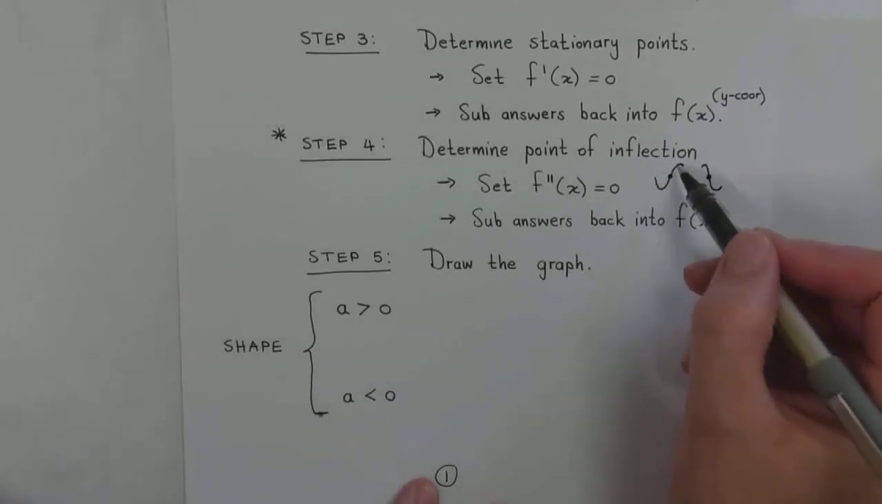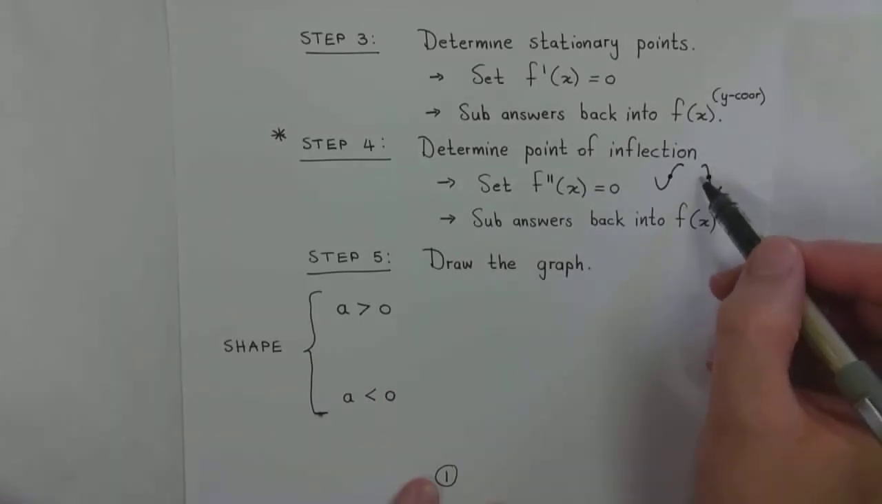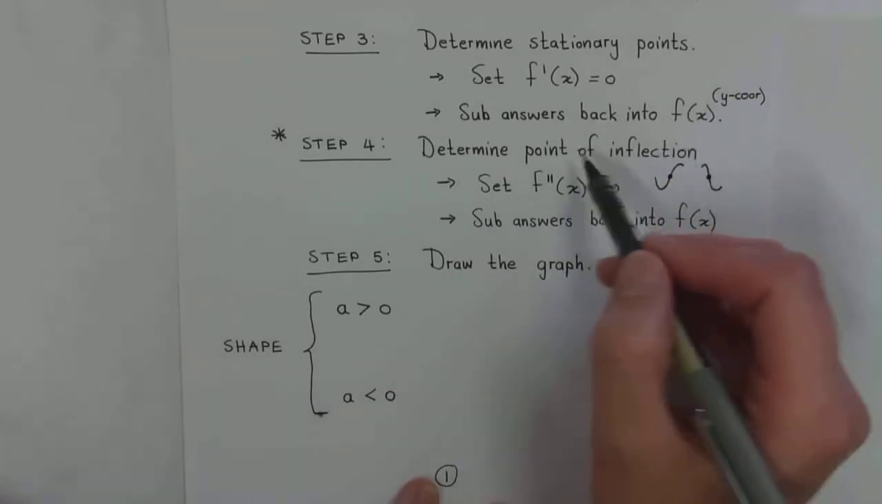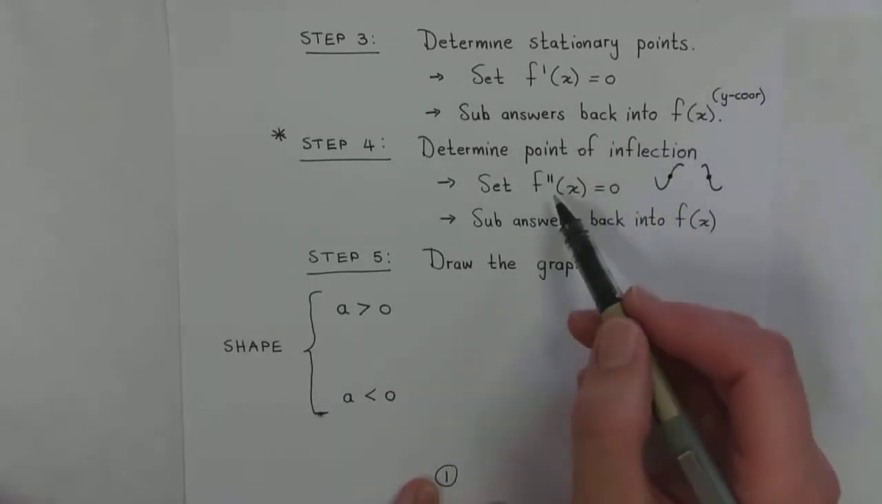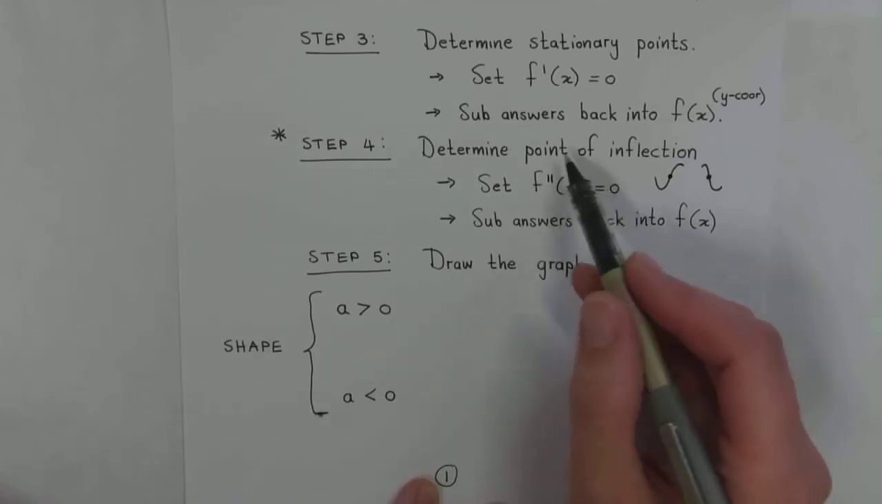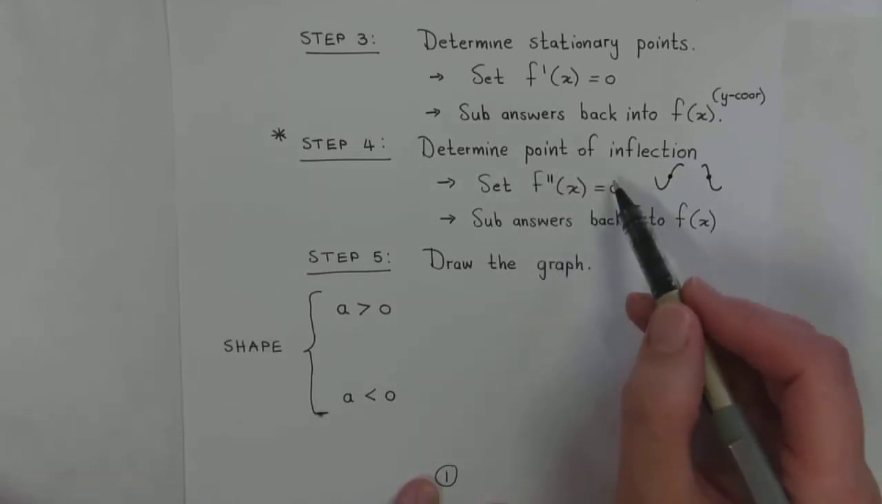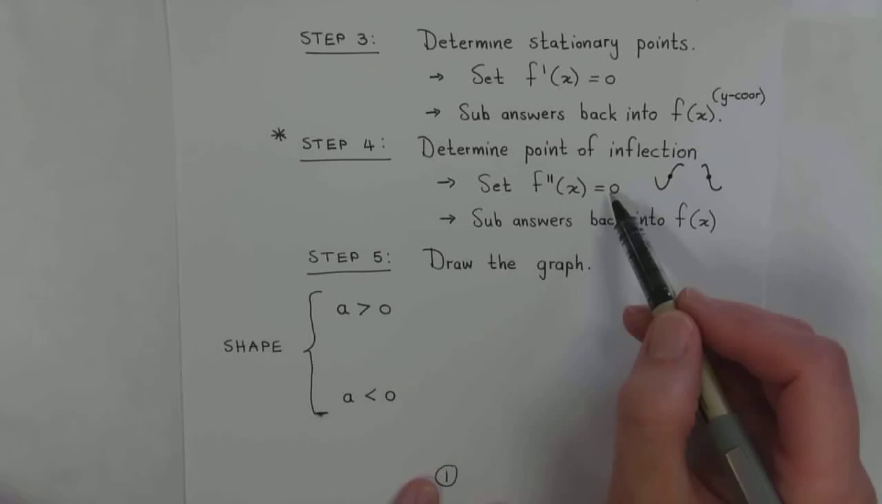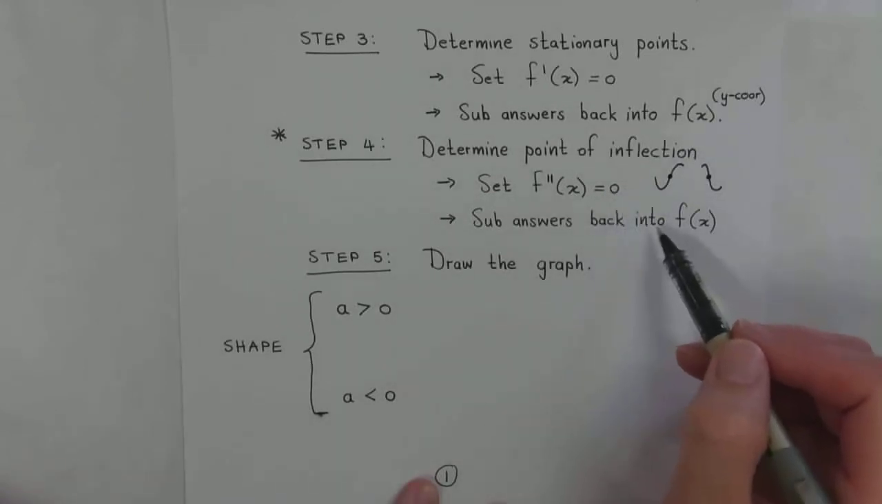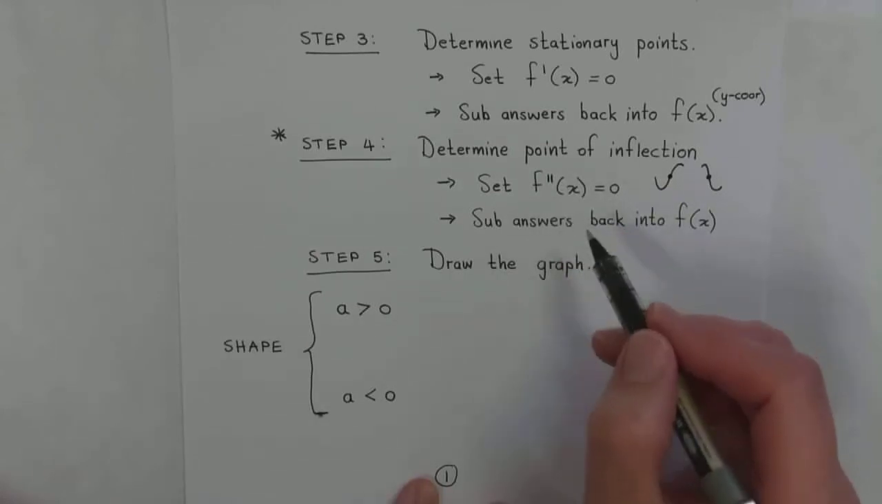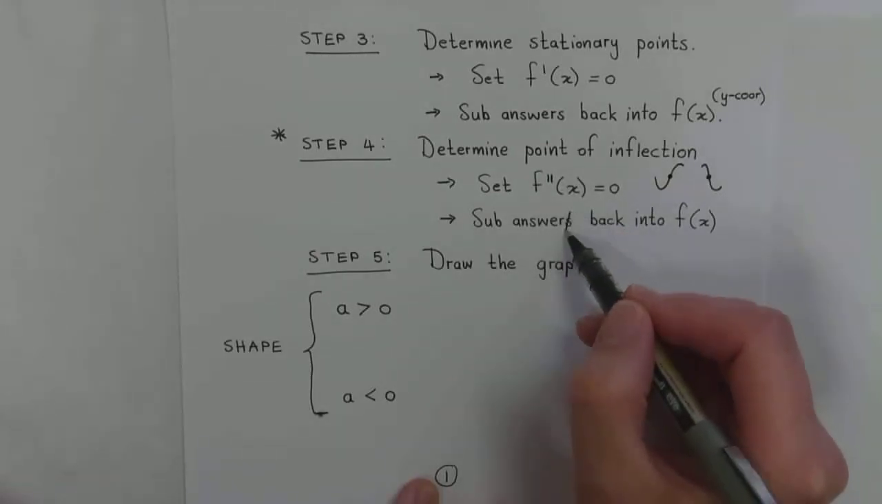So from concave up to concave down, or in this case from concave down to concave up, that's your point of inflection. Now in order to determine that point of inflection, you have to set the second derivative equal to 0. So you set that second derivative equal to 0, you solve that equation, and then you sub the answer back into f(x).